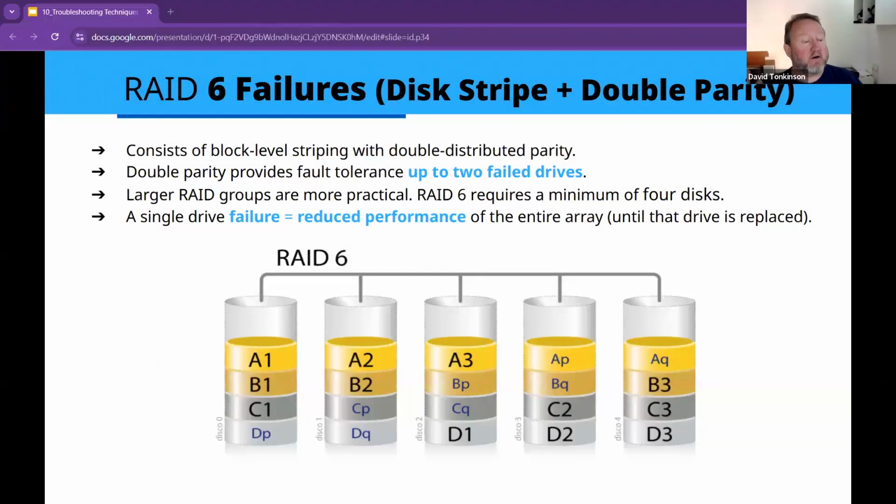RAID 6 has double parity, so we're writing the parity twice. Yeah, we can lose 2 disks, and we're still going to be great. Well, I think we covered that when we covered RAID. But that's just a little recap to let you know that RAID 5 is probably the most common that's used because it's cheaper than RAID 6 because we haven't got the extra disk, the extra parity. Any questions about RAID? I know we fly through that, but we kind of covered it in previous lectures.